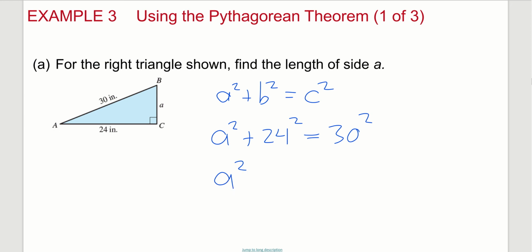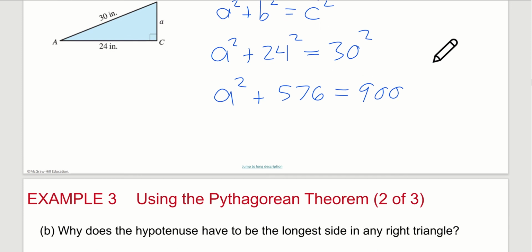To solve for a, we need to follow the rules of algebra. We can first do exponents and square each of those numbers. If you do 24 squared, that means 24 times 24. That's going to be 576. 30 squared is 900.